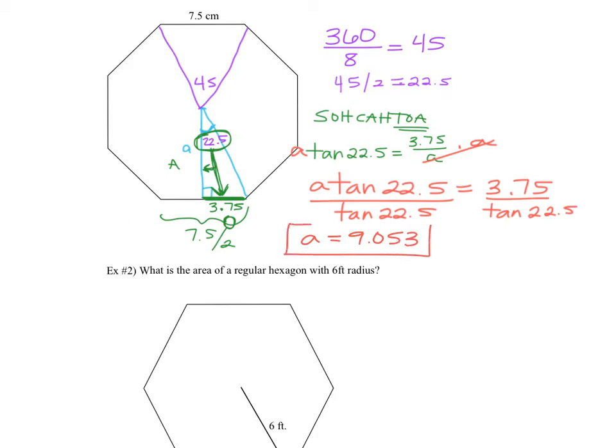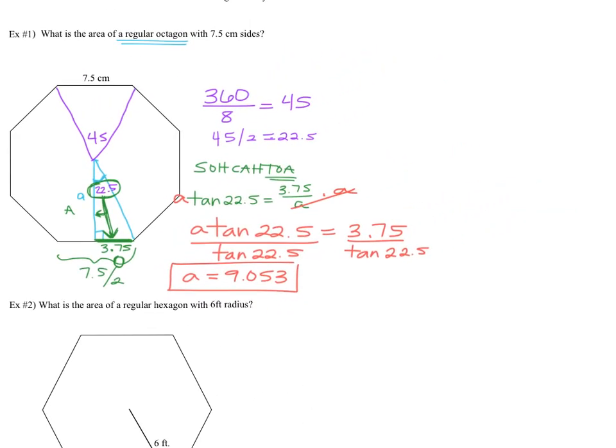Sorry, not trying to throw you off. Okay, so that's A. It's a regular polygon. What else do you need to find the area of a regular polygon? Perimeter, right? We're doing the formula. Area equals 1/2 times A times P.